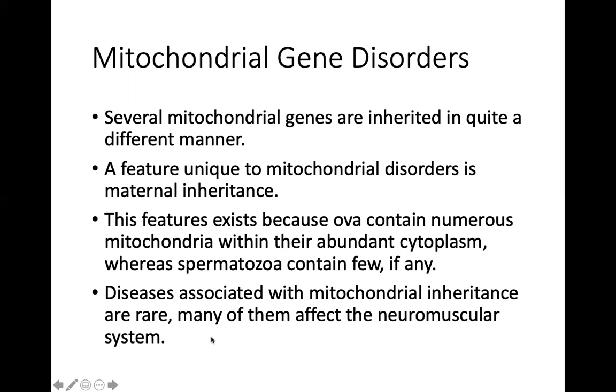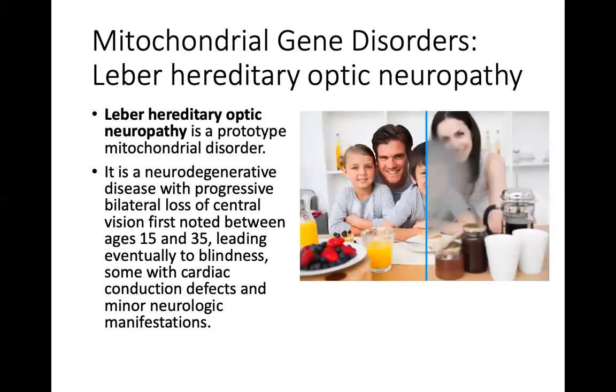So I'll give you an example of a mitochondrial gene disorder, and one of which is Leber hereditary optic neuropathy or LHON. Leber hereditary optic neuropathy is a prototype mitochondrial disorder characterized by bilateral loss of central vision. So ito yung itsura niya. So this is normal vision. And when you have Leber hereditary optic neuropathy, there is a central loss of vision, sa gitna.